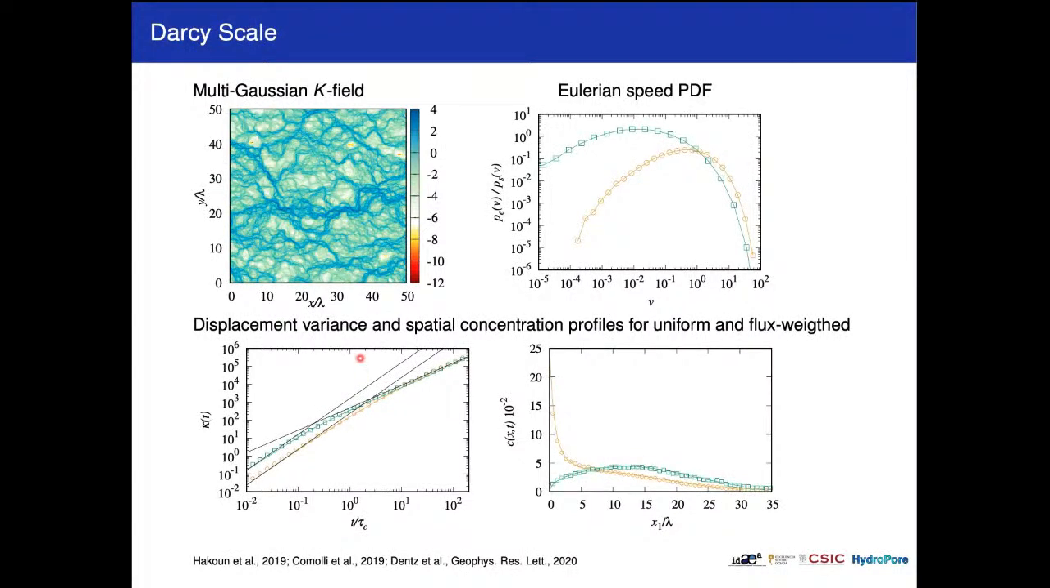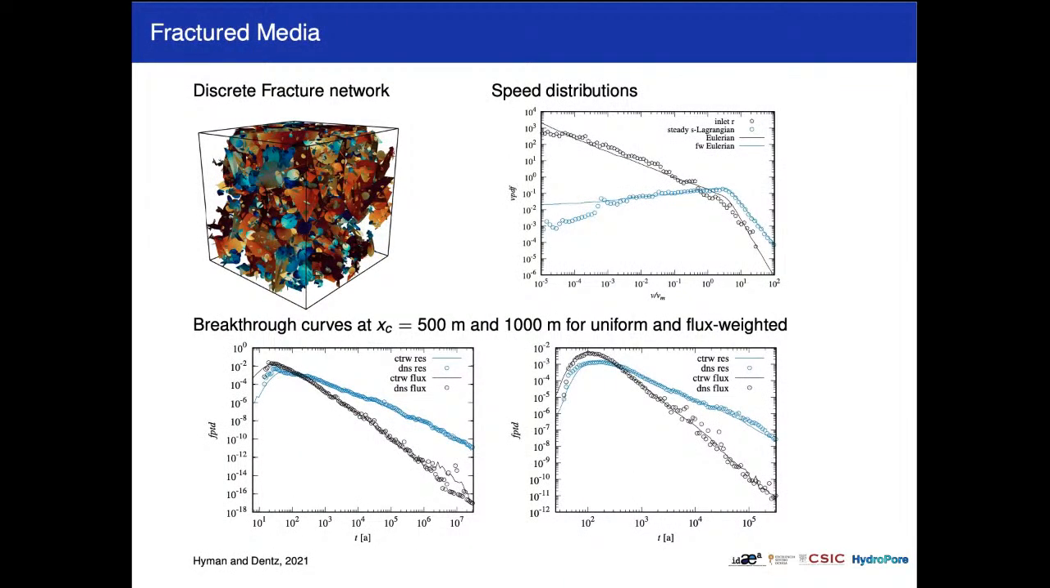Similarly, to go from the Darcy to the regional scale, we have a log-normal K distribution, which gives rise to a more or less skewed log-normal distribution for the Eulerian speed PDF. And here again, the symbols are the numerical data of the direct simulations, and the lines, which you can't see so well here, are the predictions of the continuous time random walk model. And here the same thing for spatial distributions. And again, the same for discrete fracture networks. We have used the same modeling framework, the same model, just parameterized differently with the speed distributions from the discrete fracture network, and we get very good descriptions of the numerical data, again for different injection conditions.